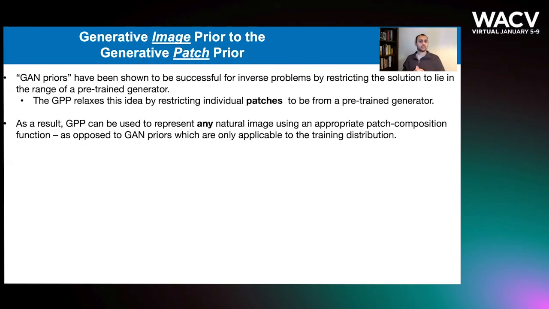As a result, GPP can be used to represent any natural image using an appropriate patch composition function, as opposed to GAN priors, which are only applicable to the training distribution. As long as we know how to combine a set of patches into an image and decompose an image into a set of patches, we're able to use GPP.